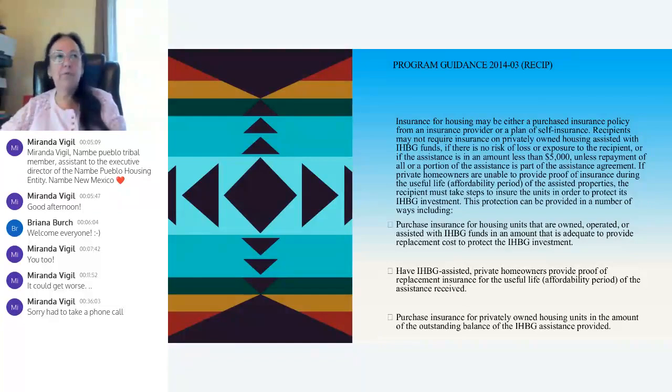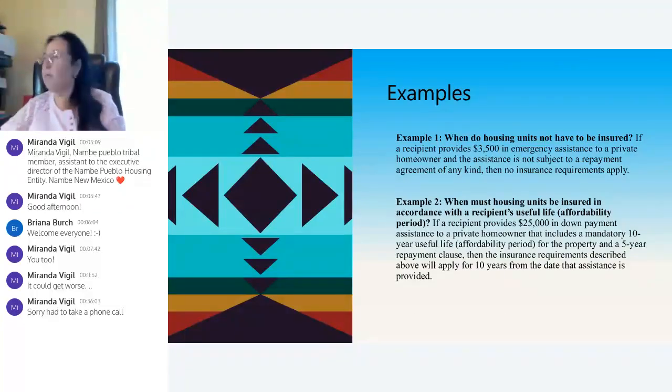Just remember, if you provide it for one, they're going to probably expect you to provide it for all. So when would housing units not have to be insured? Well, if you provide $3,500 in emergency assistance to a private homeowner and the assistance is not subject to a repayment of any kind, then no insurance requirement would apply. That's because usually $5,000 is the threshold.